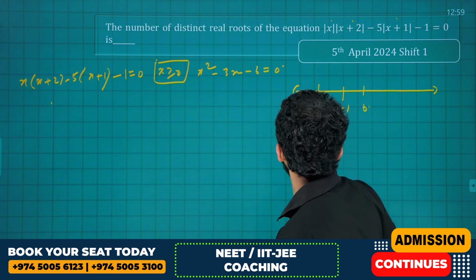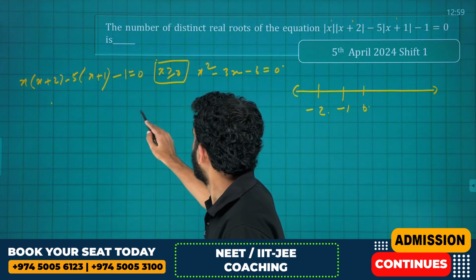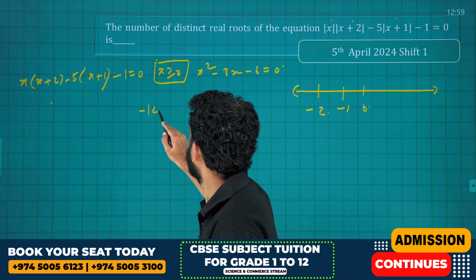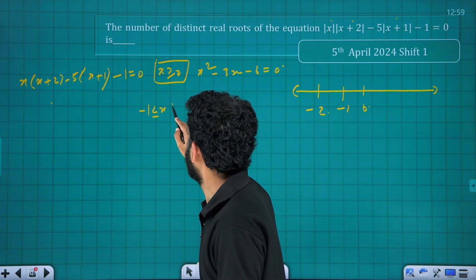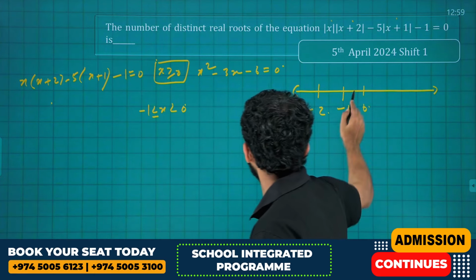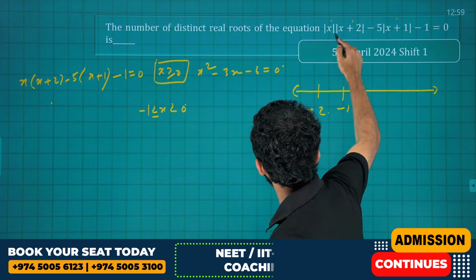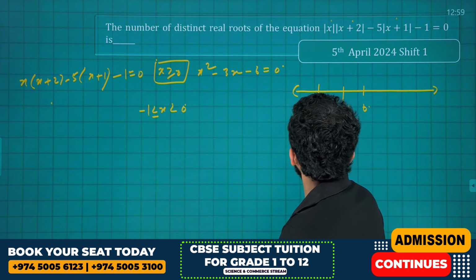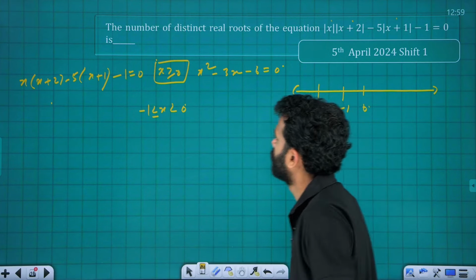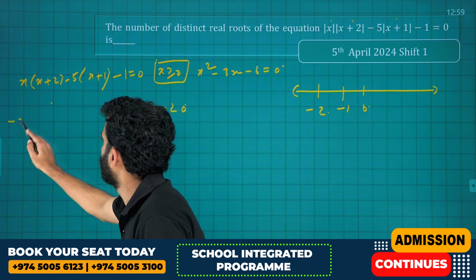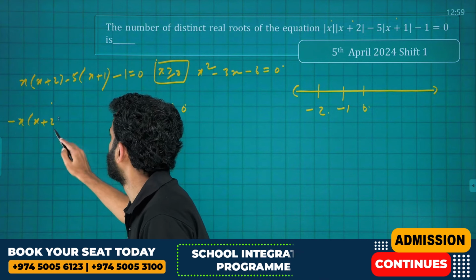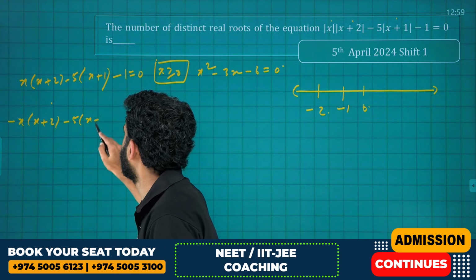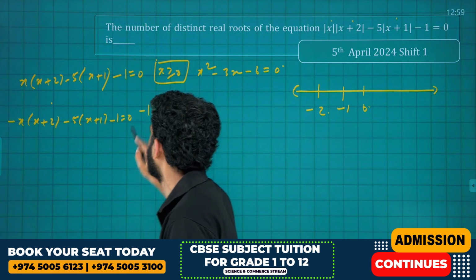Wait. Next is this one and this one, that is minus 1 less than or equal to x less than 0. That is in between here and here. This becomes negative, this becomes positive. And what about this one? That is also positive. Minus 1.0, yes, that's positive. Therefore, minus of x into x plus 2 minus 5 into x plus 1 minus 1 is equal to 0.